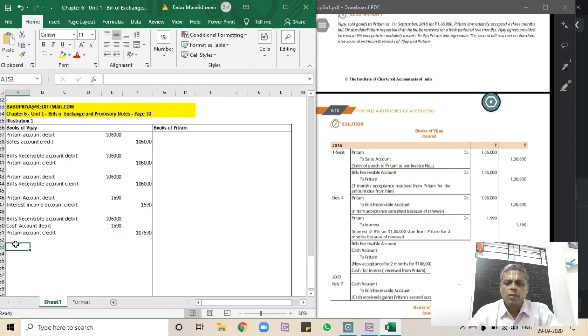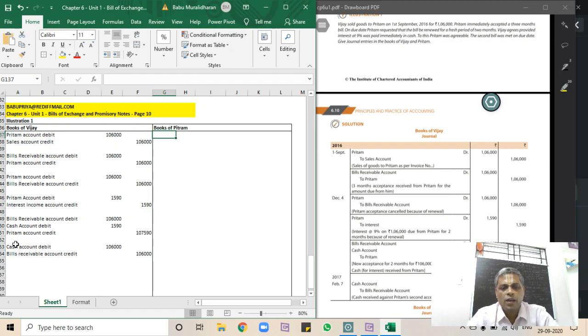Right, now the bills are settled. So cash account debit. On due date, bills are settled. Bills receivable account credit. Right. So this will square off the outstanding 1,06,000 and 1,06,000. This happens after the 2 months of fresh due date. This happens, right? Now in the books of Vijay.